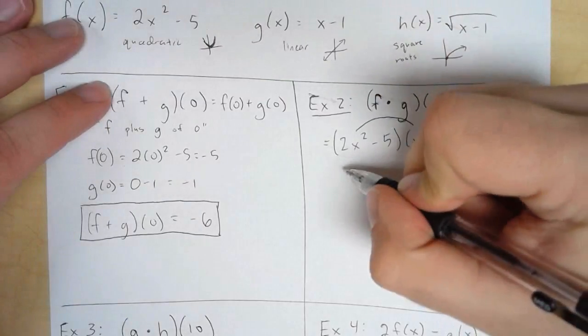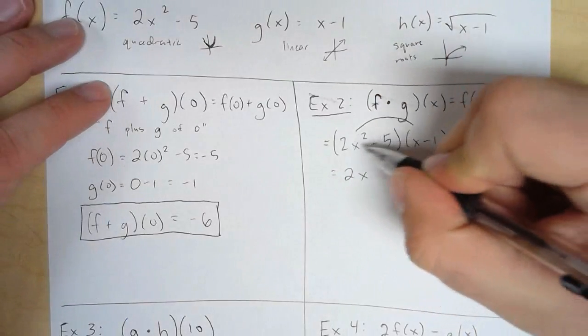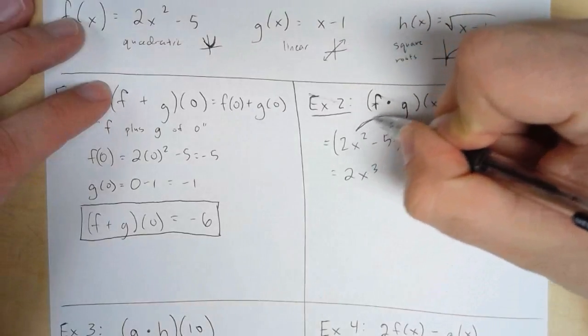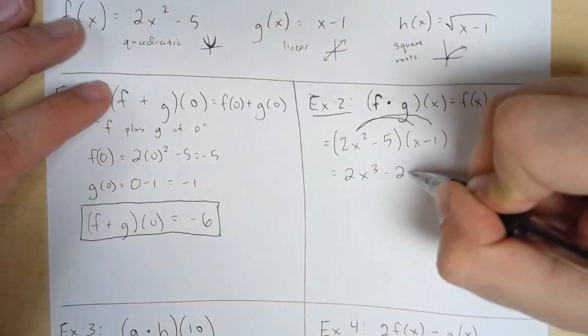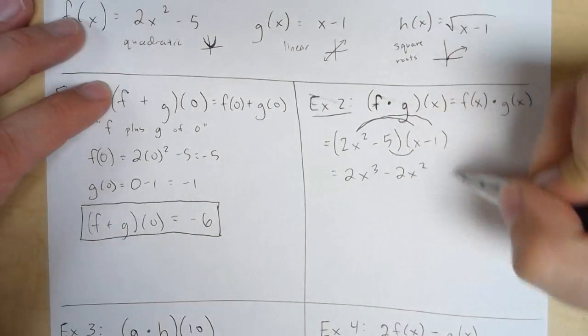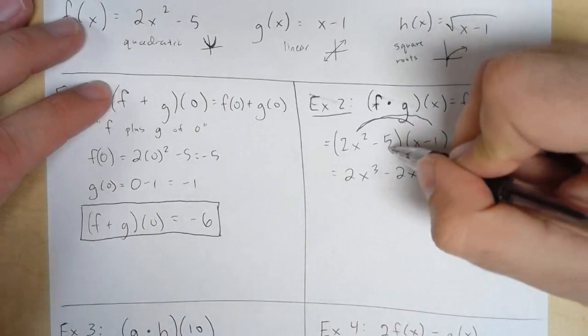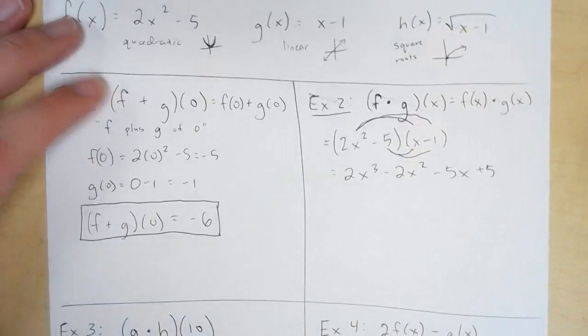2x squared times x is going to be 2x to the third power. 2x squared times negative 1 is minus 2x squared. Negative 5 times x is minus 5x. And negative 5 times negative 1 is positive 5.